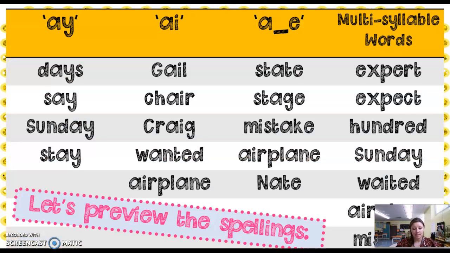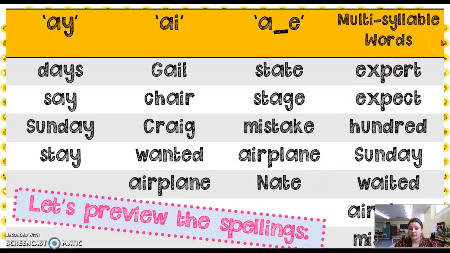All right, in the spelling bee, we're going to see some of these spellings. I want you to look closely and listen closely for words that make the A sound using AY: days, say, Sunday, and stay. Words that make the A sound that are spelled AI: Gale, chair, Craig, and airplane. And then words that make the A sound using A consonant E: state, stage, mistake, airplane, and Nate.